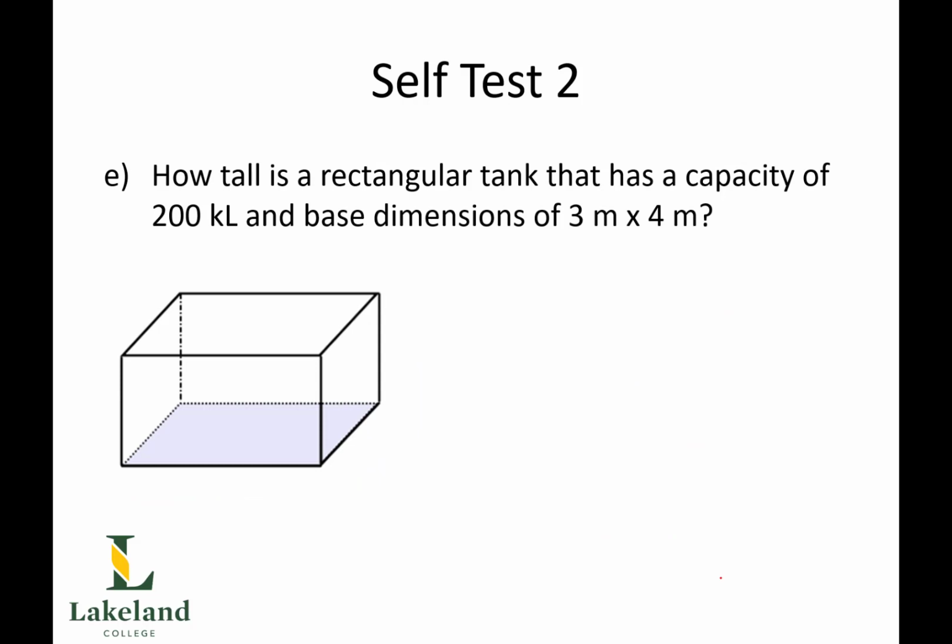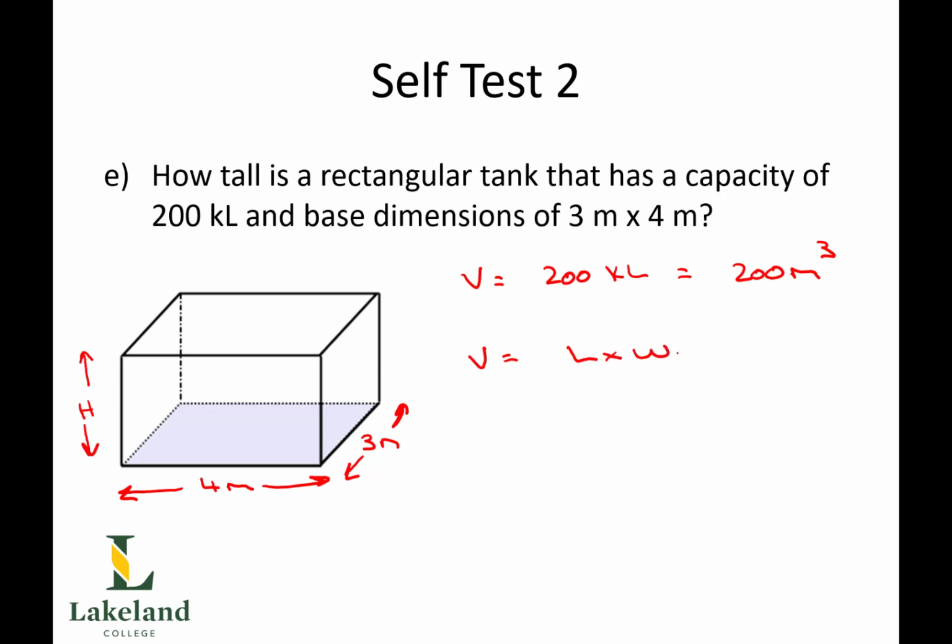How tall is a rectangular tank that has a capacity of 200 kilolitres and base dimensions of 3 metres by 4 metres? Well, if we label it up again, there's our base, and I now want to find the height. So we know the volume is equal to 200 kilolitres, which is going to be 200 metres cubed, and I know that volume is equal to length times width times height, and I can rearrange to find height, which will be height equals volume divided by length times width.